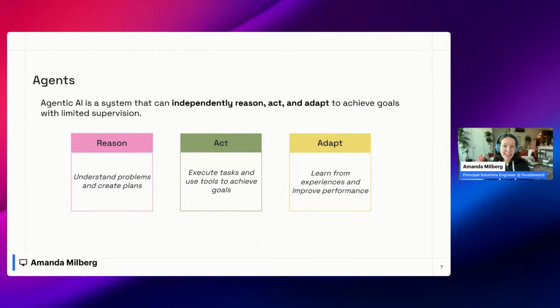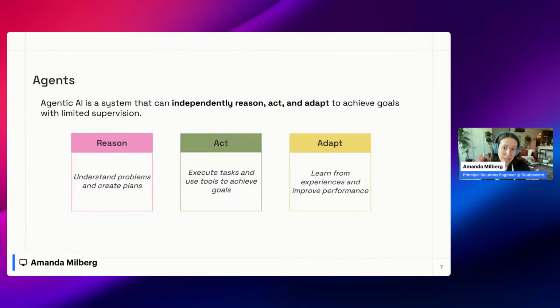And this is because agents do a few special things, and that's what you see outlined in the boxes below. They have the ability to reason, so they can understand a problem and create a plan. Then they can act on that plan by using a suite of tools that enable them to execute against that plan. And then they can also adapt as they learn from their experiences. And so this is what makes agents super unique and powerful.